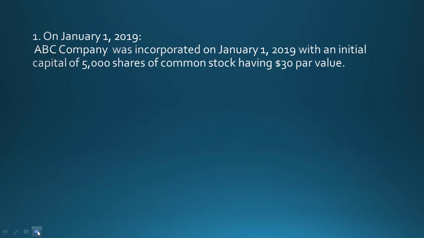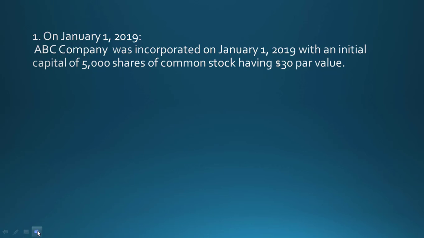ABC Company was incorporated on January 1, 2019 with an initial capital of 5,000 shares of common stock having $30 par value. So what does that mean? That means the ABC Company has issued 5,000 shares. The value of each share is $30. So the total value of the shares will be 5,000 times 30, which is 150,000 USD.